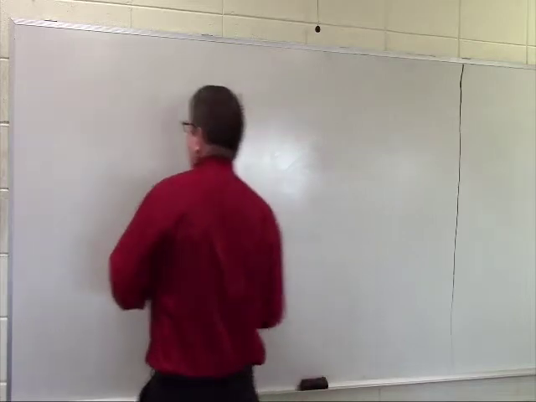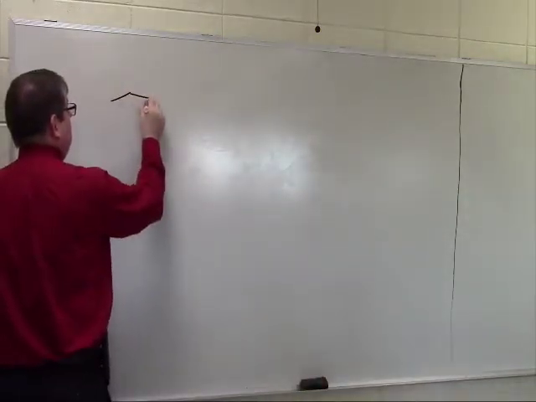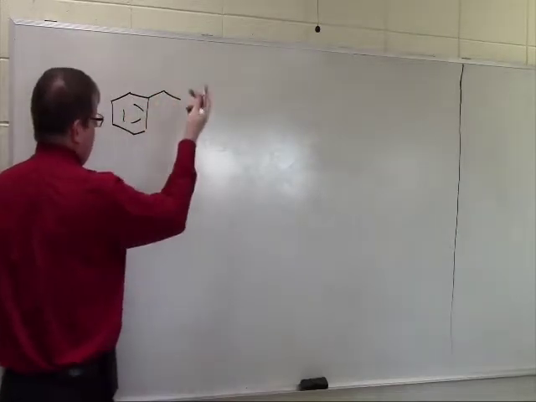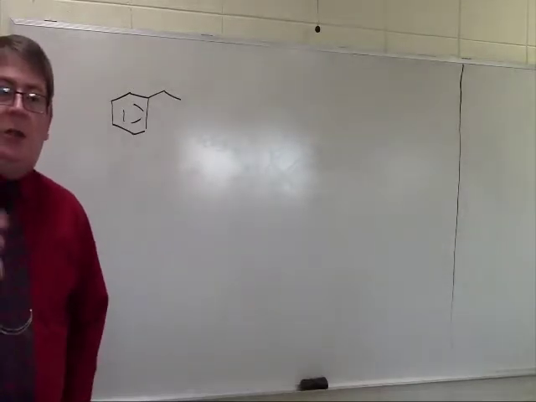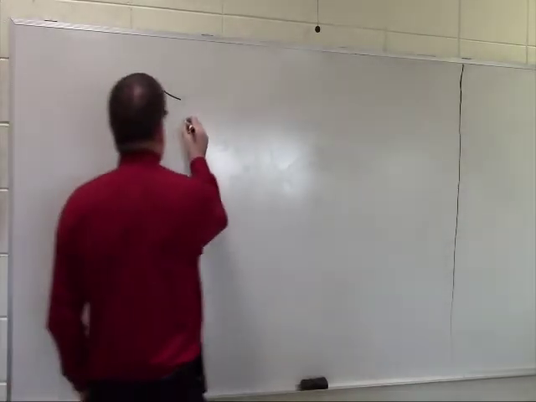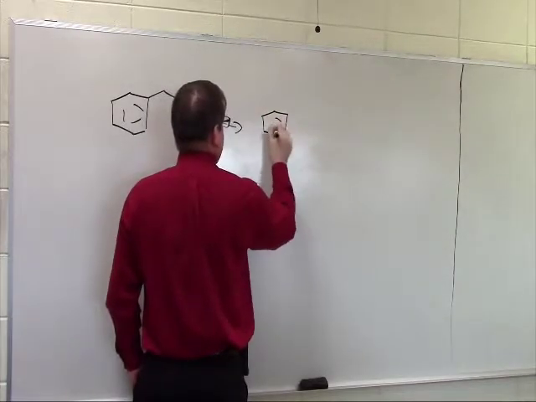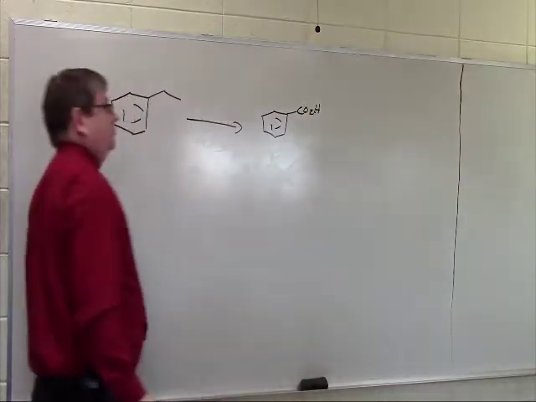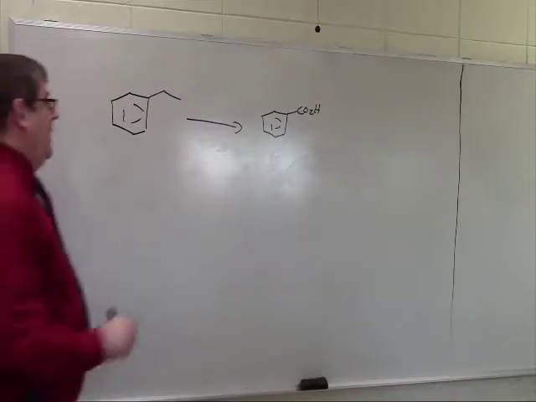One more set of reactions we need to talk about are these alkyl benzenes and things that we can do with those. So let's just pick on the one we just made, ethyl benzene. It turns out that I can convert ethyl benzene into benzoic acid. How do I do that? With KMnO4.